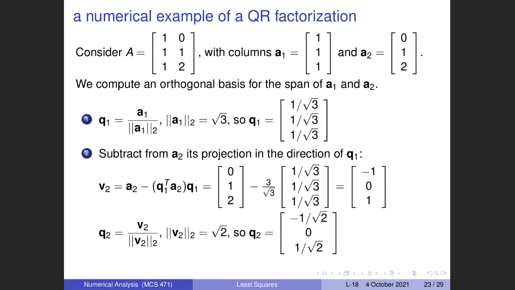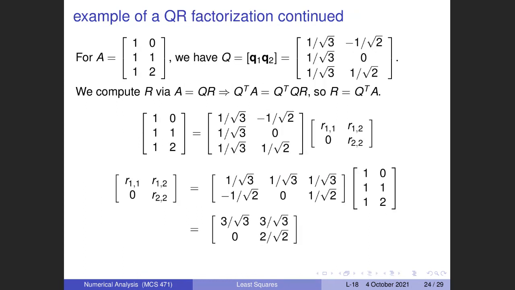You can verify that because of this, subtracting from A its projection in the direction of Q1, if you make the inner product of Q1 with Q2, you get 0. So we have orthonormal vectors, so we have done the normalization, and we also have an orthogonal basis.